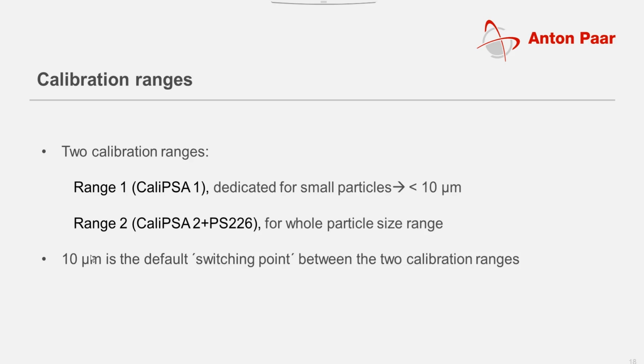According to the size, the algorithm will choose to calculate the particle size distribution by using the calibration for range 1 or the calibration for range 2. 10 micrometer represents exactly the default particle size at which the software switches from range 1 to range 2.